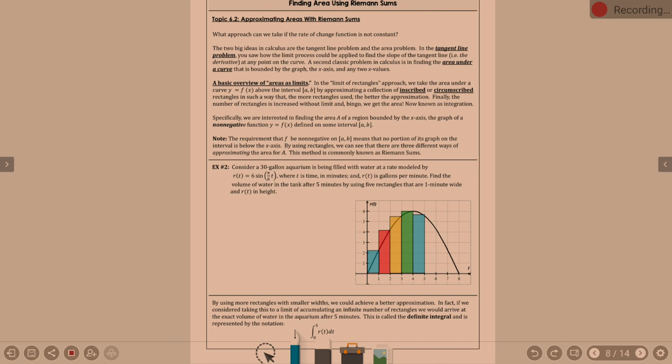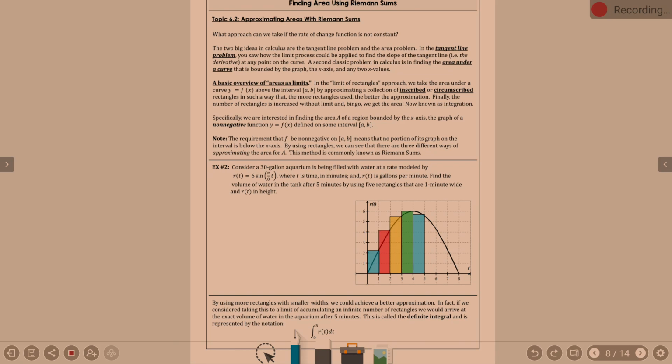The second classic problem is finding the area under a curve that is bounded by the graph and the x-axis and any two x values. So, a basic overview of areas as limits. In the limits of rectangles approach, we take the area under a curve above the interval a to b by approximating a collection of inscribed or circumscribed rectangles in such a way that the more rectangles used, the better the approximation. Finally, the number of rectangles is increased without limit, and bingo, we get the area, now known as integration.